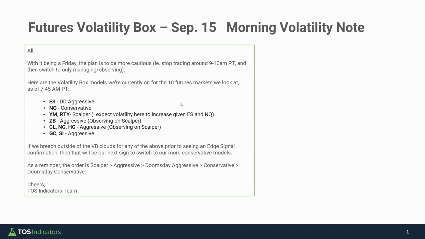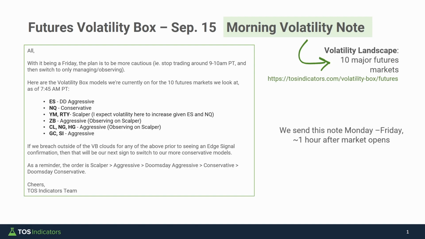The morning volatility note is something that really helps give you a landscape of what volatility looks like in the 10 major futures markets we look at. Like I said, this includes the four major index markets. It also includes the 30-year bond, crude, natural gas, copper, gold, and silver. So that is the 10 markets which we look at every single morning, trying to determine, well, what is today's volatility landscape? Now, in Friday's case, this is what the volatility looked like.